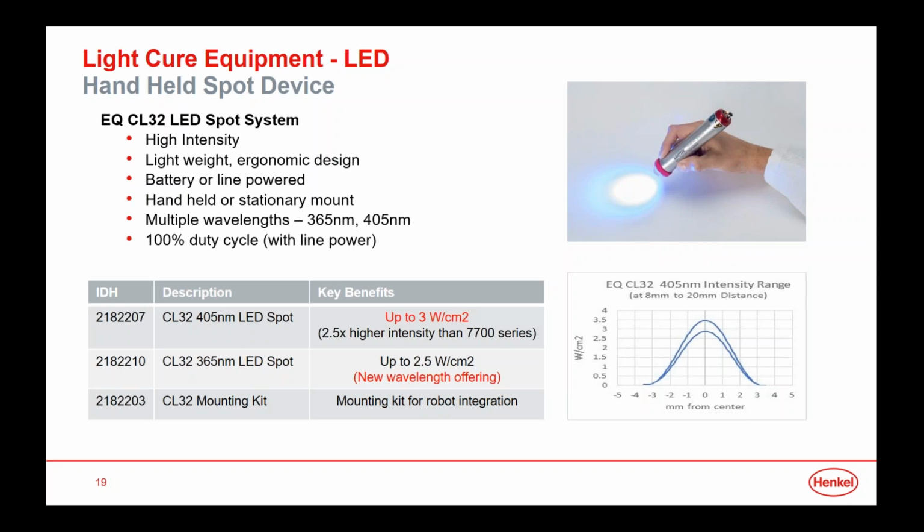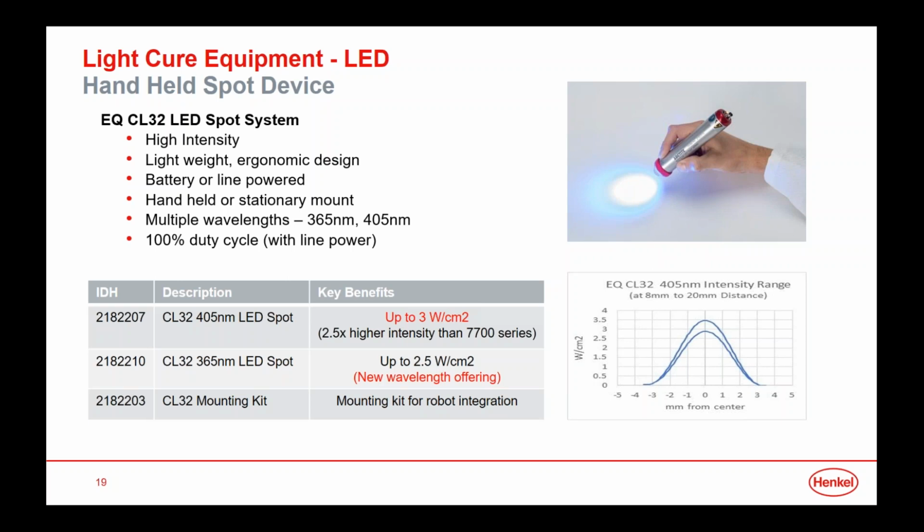This is the first, what we call our CL32 LED spot system. This is a very cost-effective entry-level solution to get into LED curing technology. For anybody who is familiar with our curing technology, this system is taking the place of our old 7700 series handheld LED lights with significant improvements in intensity, ergonomics, and robustness. This is a great solution to get into LED technology if you're prototyping or starting up a process or solution. It's a $1,000 LED light, handheld, very easy to operate, battery powered or line powered.